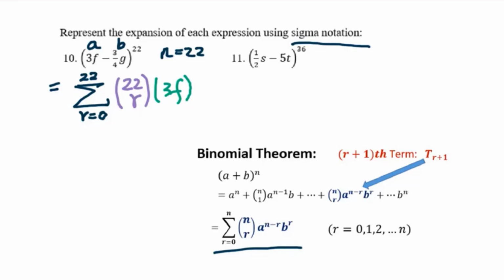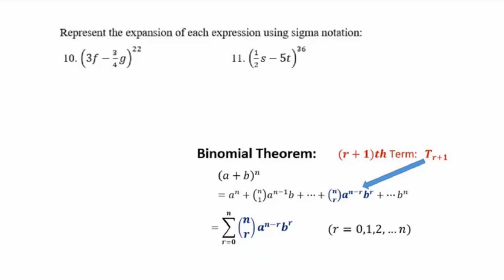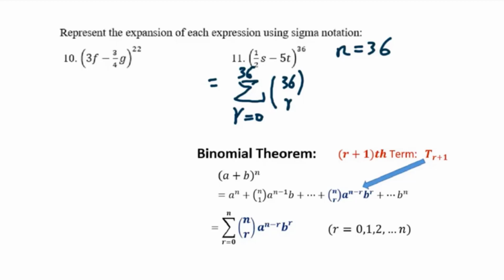3f to the 22 minus r's power times negative 3 over 4 g to the r's power. You don't have to simplify, just leave it as it is. For number 11, we know n equals 36. Therefore, r starts from 0 to 36. 36 choose r.